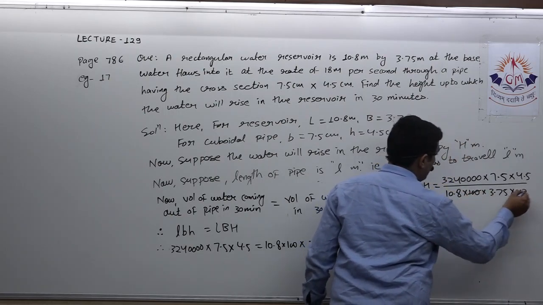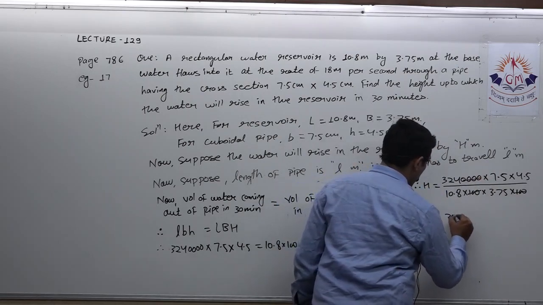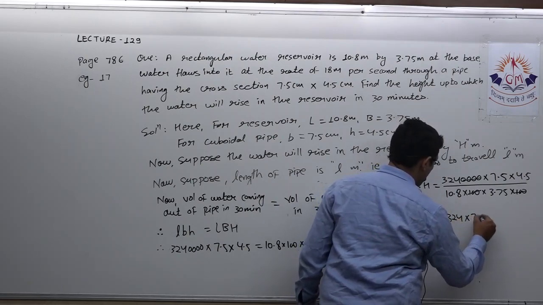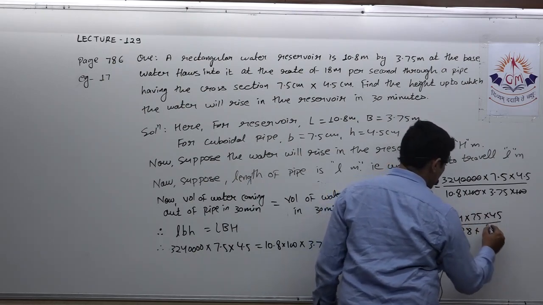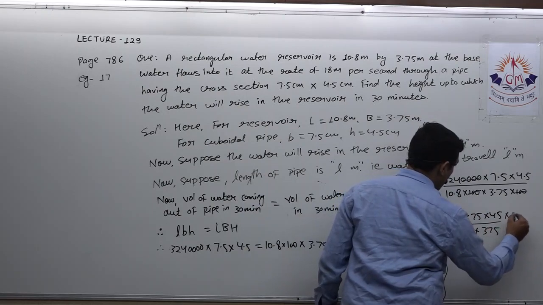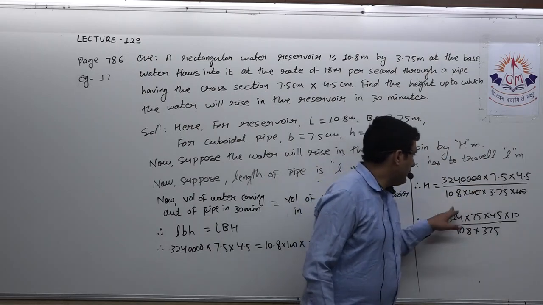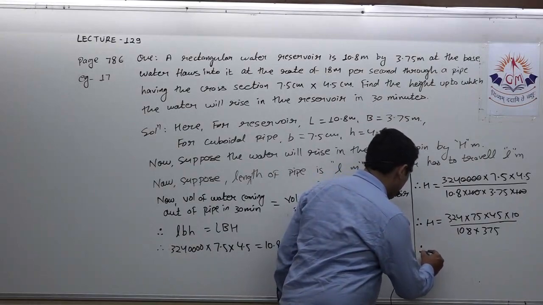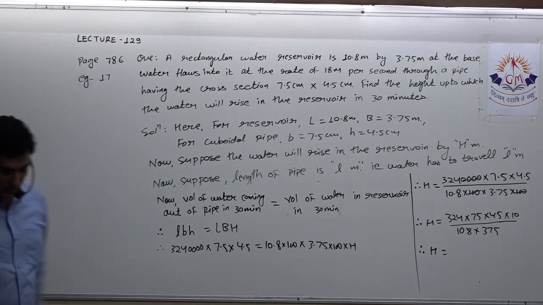So this 10,000, we can cut directly. Here we have 324 into 75 into 45 divided by 108 into 375 in here over 10. I'm just removing the decimal. So this and this. Okay, this is the final answer. Now just simplify this to get the answer. Try to simplify this, then I will give you the final answer.